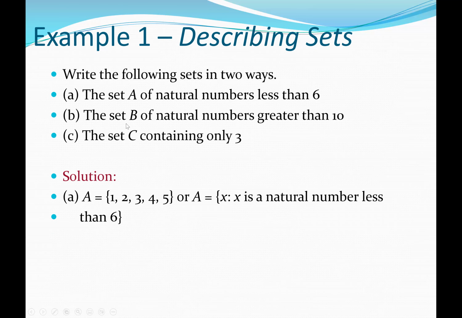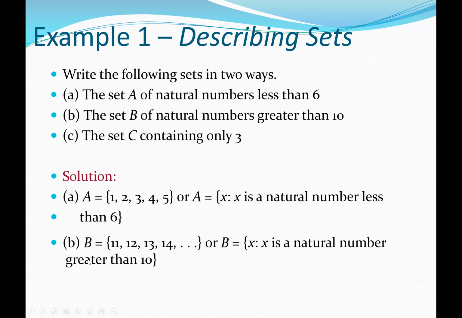Now the second is set B of natural numbers greater than 10. This means I will start from 11, 12, then 3 dots, infinity. So let's see the result. Set B will be the natural numbers greater than 10, so it will be 11, 12, 13, 14, infinity. Or we may say B is the set of X, where X is a natural number greater than 10.